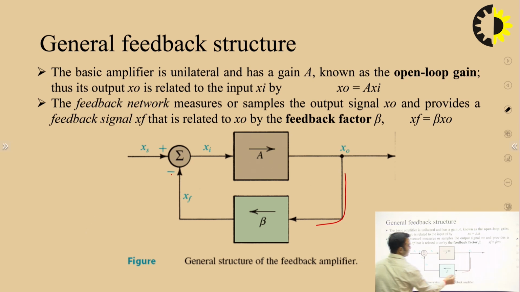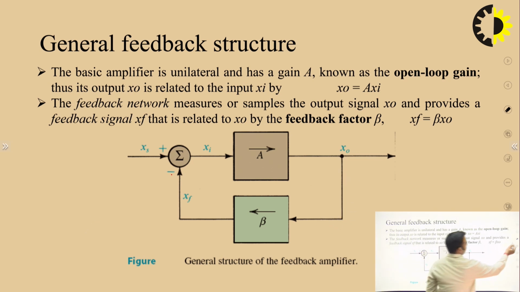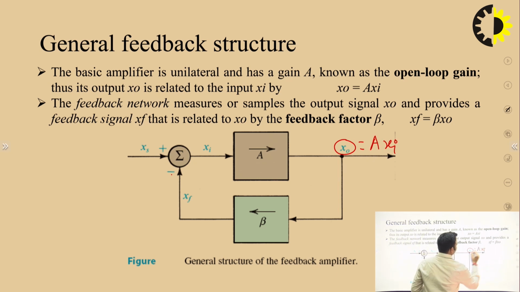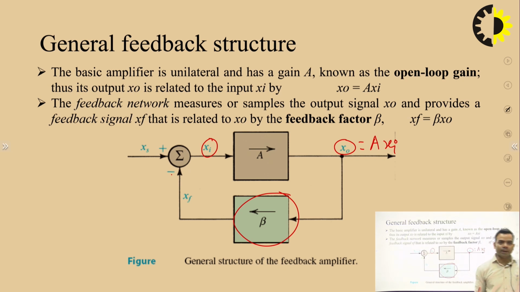So, let us discuss a few more things related to feedback amplifier. Whenever we do analysis, it will be simple for us. This x naught means output. This is a simple amplifier whose gain is A. So, x naught will be equal to A into xi, where xi is this input signal. This is the feedback circuit in which one symbol is there, that is beta, which is known as feedback factor.